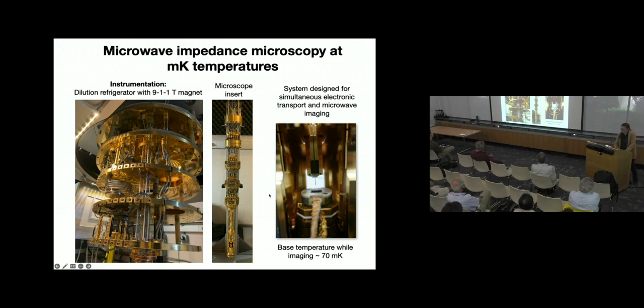And this is a picture of a close-up view of the microscope head and the sample stage. And what you can see is that we've designed the system for simultaneous electronic transport and microwave imaging on the same device. So you can basically characterize the overall conductivity of a material using a transport measurement, and then you can get insight into the microscopic nature of electronic states using the MIM. And so far, we've been able to achieve imaging down to base temperatures of 70 millikelvin.